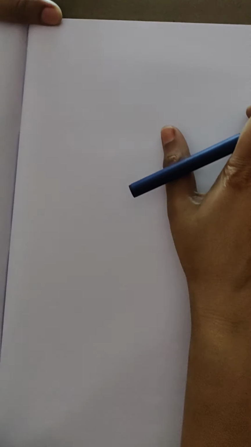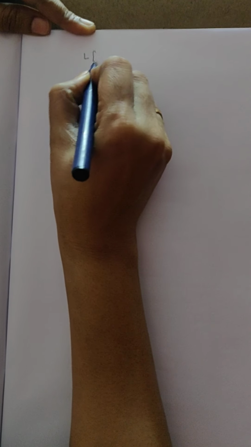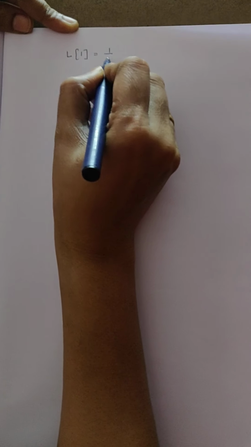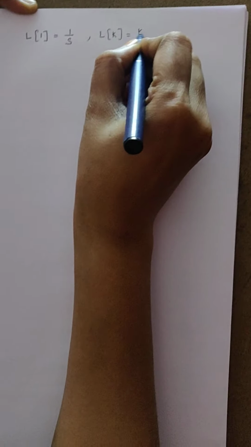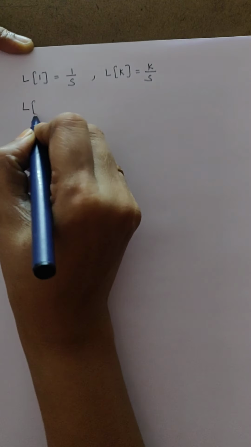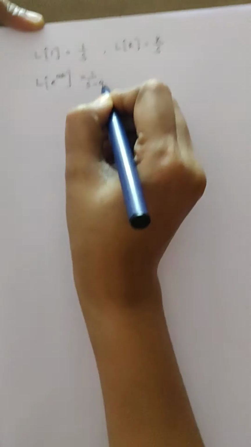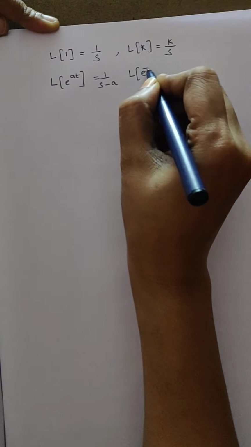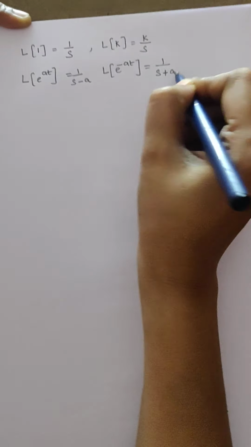Therefore, by using the basic definition, up to now we find L of 1 equal to 1 by s, L of k equal to k by s, L of e power at equal to 1 by s minus a, L of e power minus at equal to 1 by s plus a.